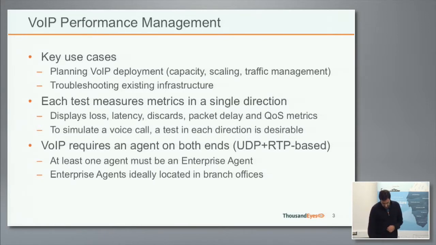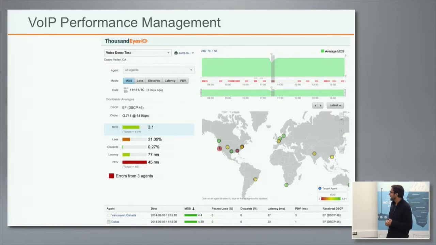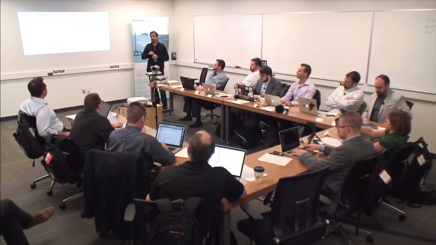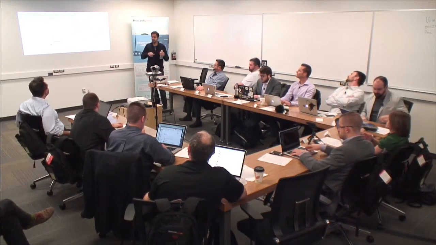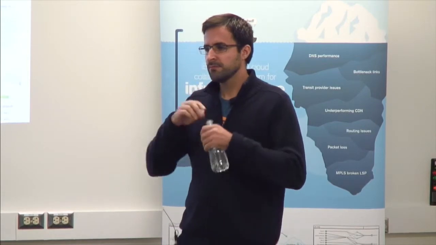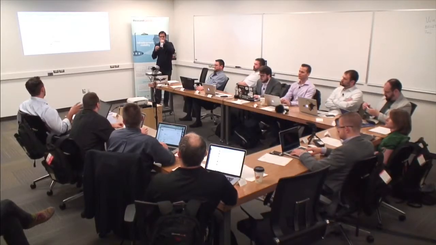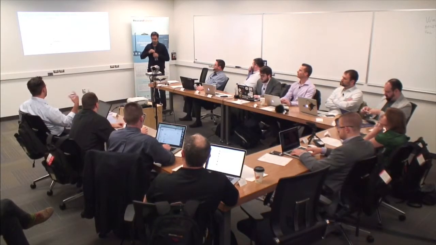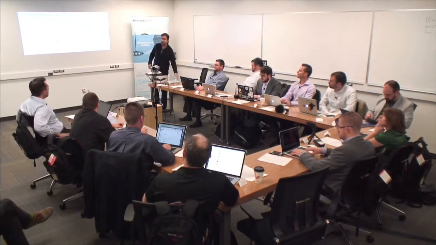So let's look a little bit at the user interface of the application. Question: actually, I may have missed this. Is it the same agent that's used for the other application performance monitoring? Yeah, yeah. The same locations that you already have, enterprise agent locations and cloud agent locations as well. So if you're paying $99 a month for an enterprise agent, you can do this as well as monitor applications, right? Exactly. And they can run concurrently with the other tests.